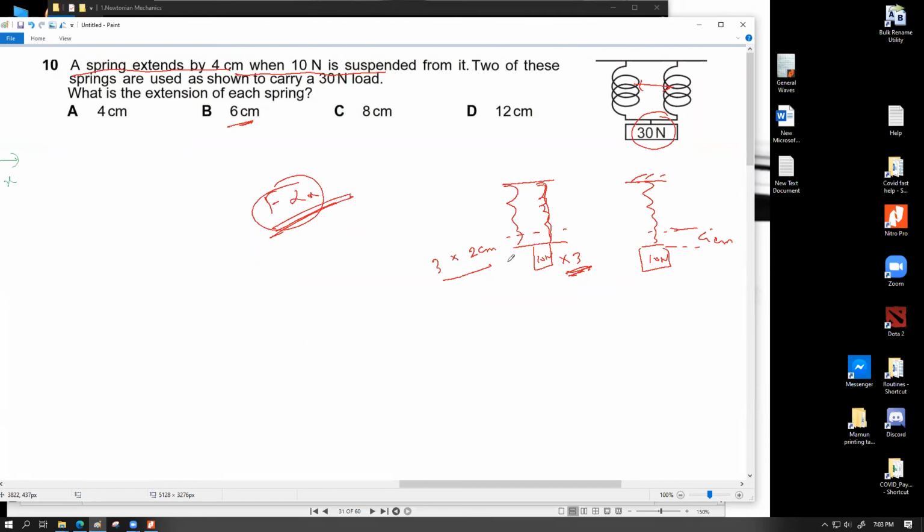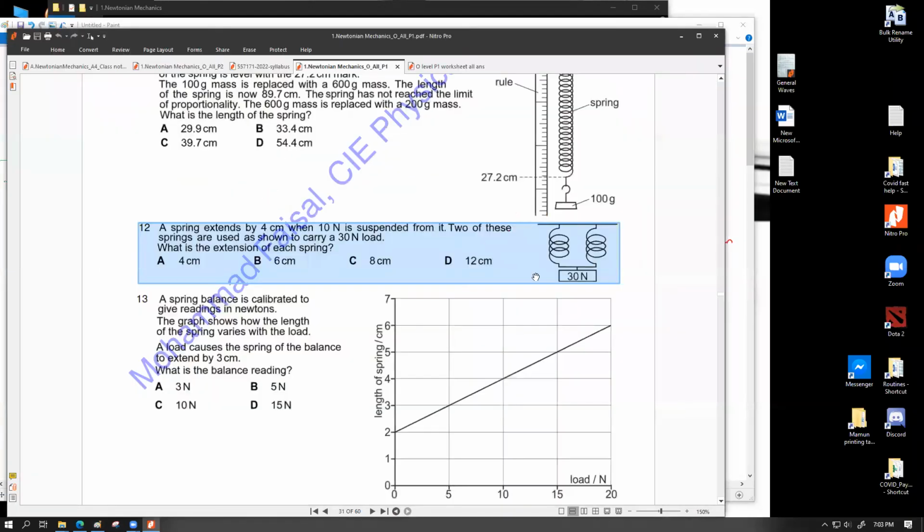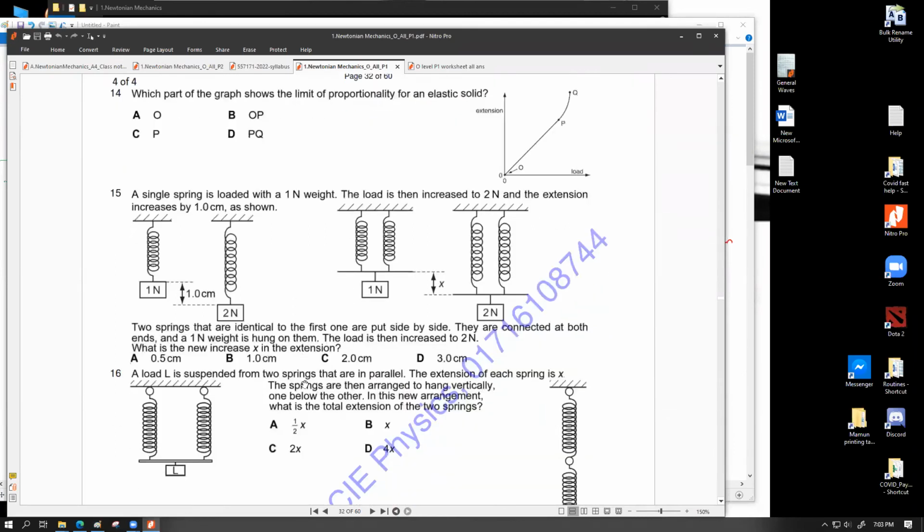Anyone else? Question? নাকি বুঝা গেছে? Okay, I hope it's clear. এটা একটা repeat question, so I'll skip this. How about we try number 15?